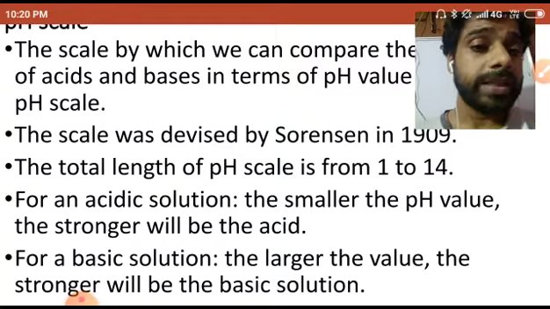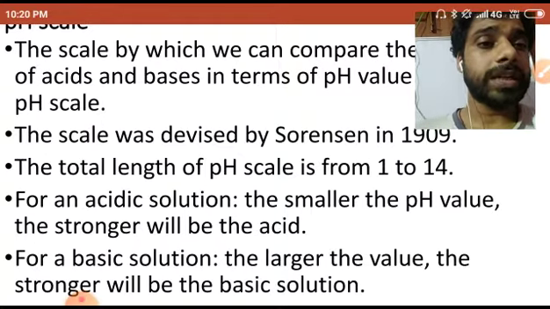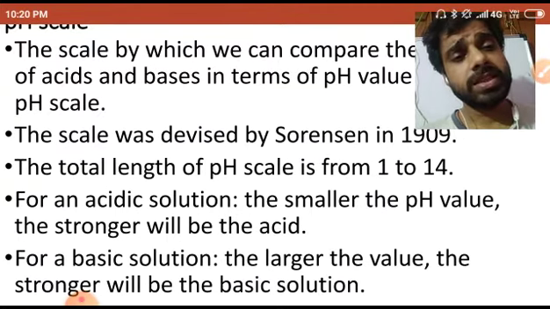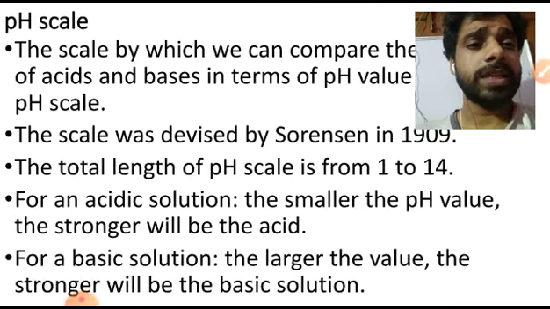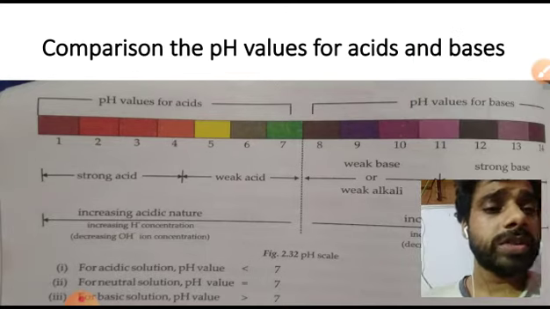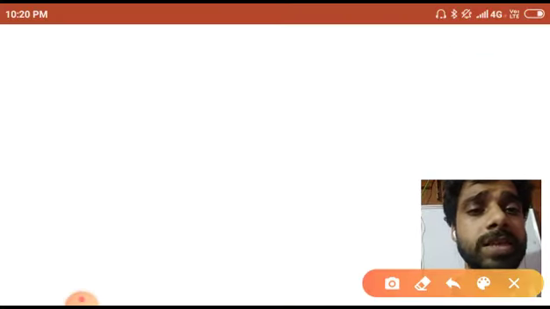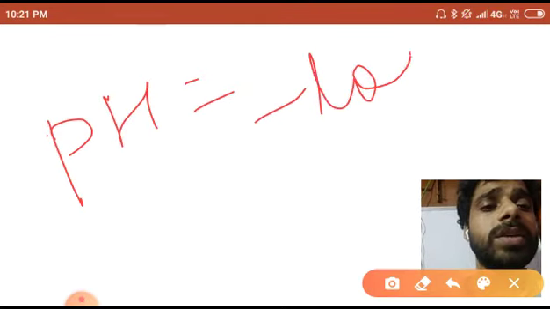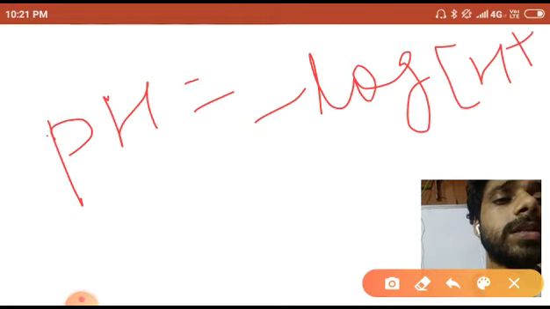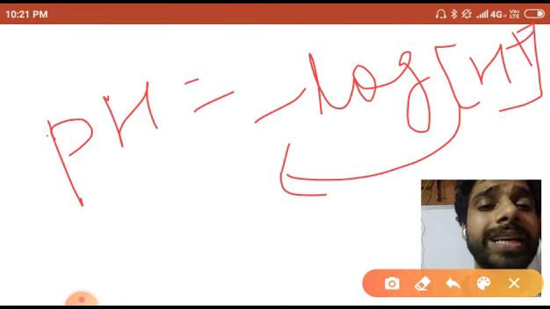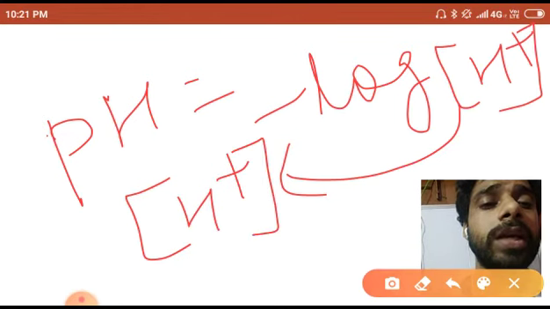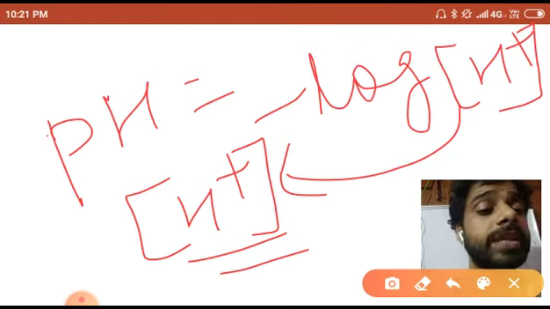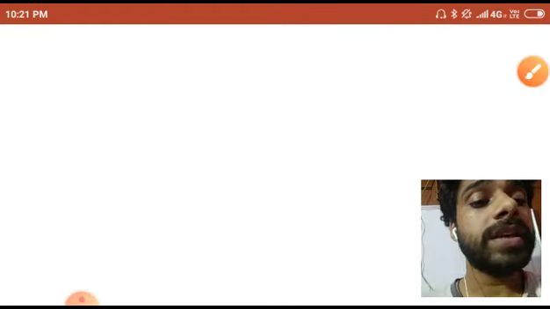Now both of these things you have to understand. One is inversely proportional: if H plus increases, pH will decrease. In the basic solution also the same thing is there. Now you have to note down this thing, but what is important is that you understand this formula: pH equals minus log of the H plus ion concentration. And if you calculate H plus, or if you see it from some data, it will help you find out the strength of acids and bases.